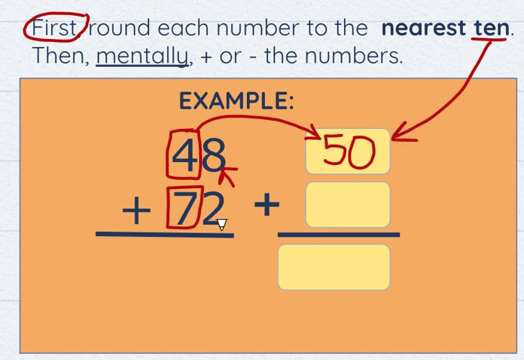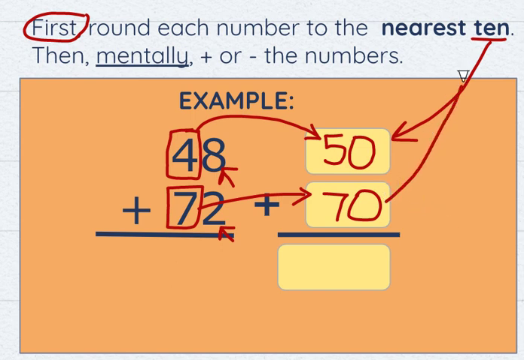Let's look at 72. The 2 is the number next to the 7. The rule is, if the number next to the number you're wanting to round is 5 or more, you add 1 to the 7. If it's less than 5, then you don't change the number. In this case, it's a 2. That's less than 5, so we don't change the number. We leave it alone. So now we have 50 plus 70.